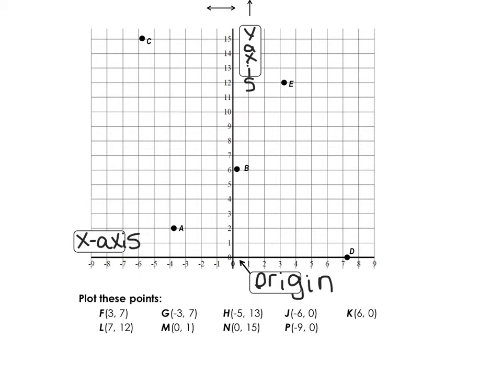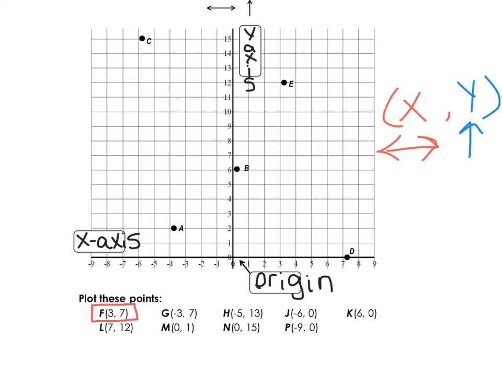So we're going to plot F, and F says 3, 7. Now remember, we're always going to do our X, which is side to side first, and then we're going to do our Y, and in this case it's usually going to be up and down, but today it's only going to be up, okay? So for every single one, we're always going to start at the origin.